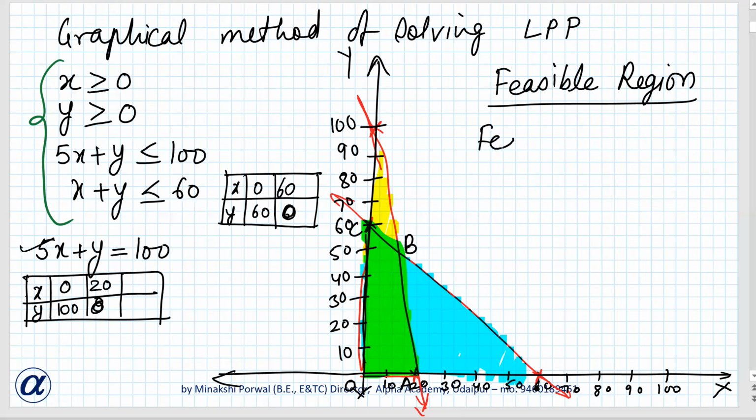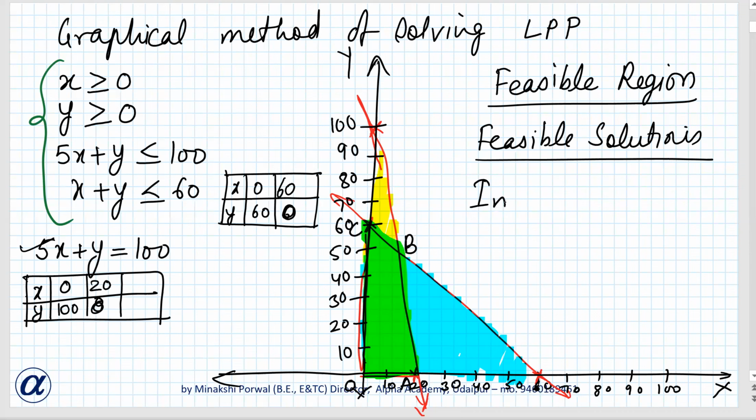Now feasible solution. Feasible solutions are points within or on the boundary of the feasible region. This feasible region is the green one. So all the points in the green part and on the boundary of this green part are feasible solutions. Every point within and on the boundary of the feasible region is a feasible solution. Is it clear? Yes, ma'am. Next is infeasible solution. Any point outside the feasible region is an infeasible solution.